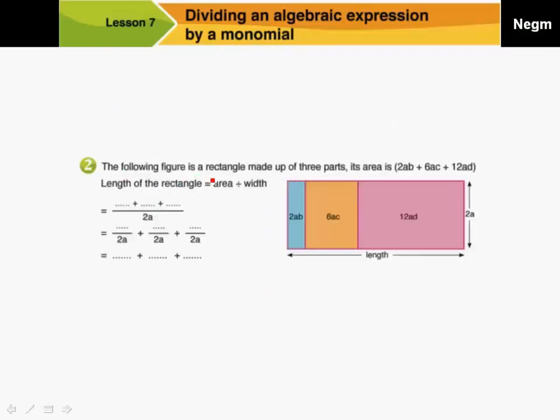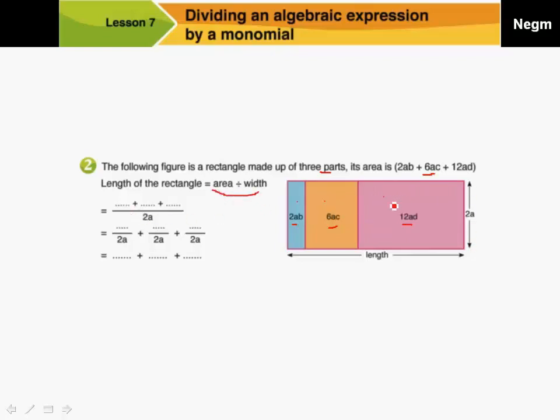The following figure is a rectangle made up of three parts: 1, 2, 3 parts. Its area is 2ab plus 6ac plus 12ag. This is the area of the rectangle. The length of the rectangle is equal to the area of the rectangle divided by the width.